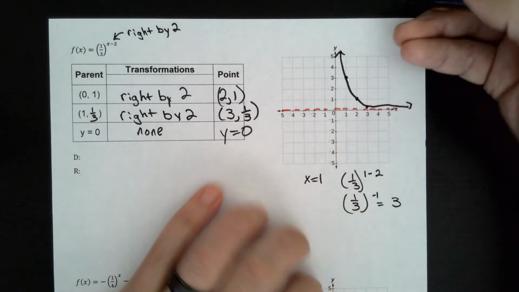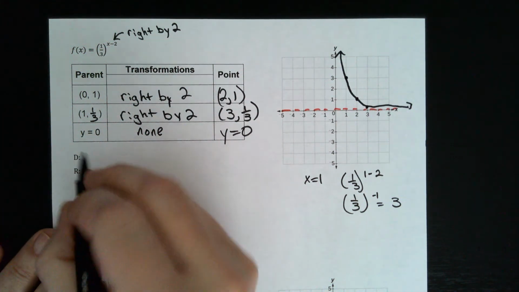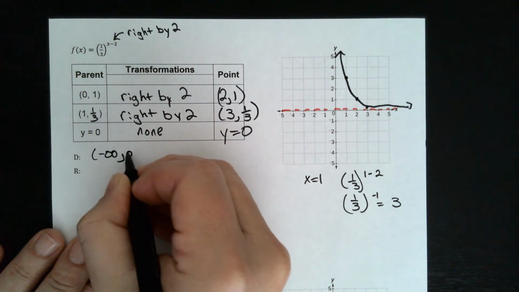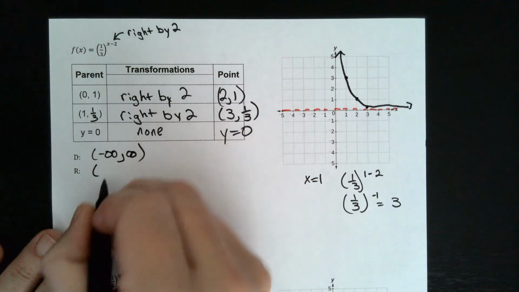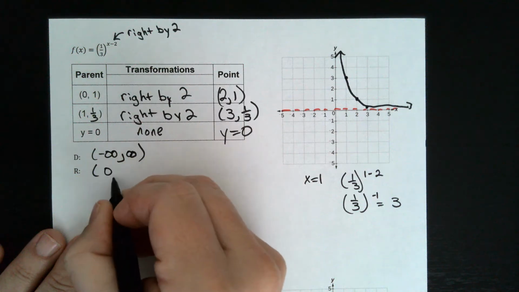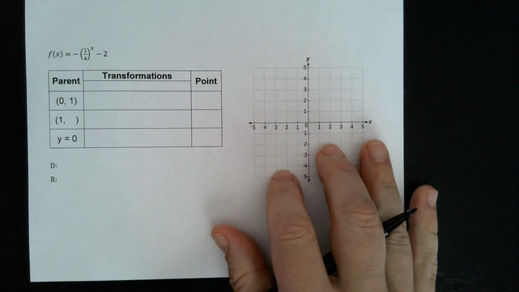Okay, so domain is the same. It doesn't change. It's always negative infinity to positive infinity. The range is going to start from 0 and go up, so from 0 to infinity. All right, one last one.